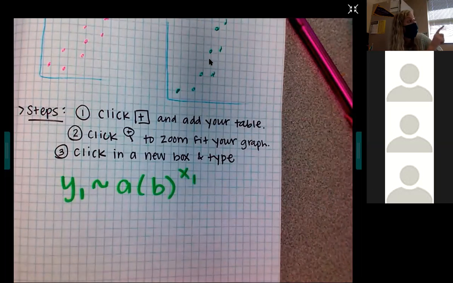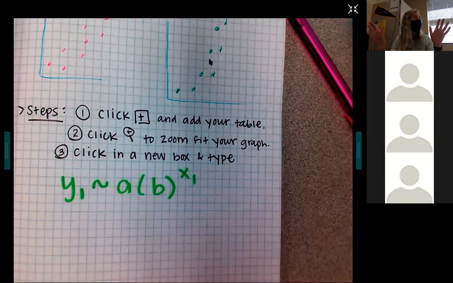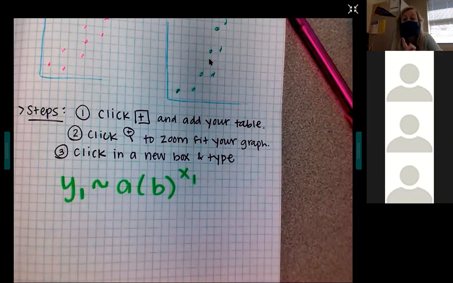When you get to math 3, you will add more than one table, and you'll start comparing them at the same time. So in math 3, one of your equations, you'll use Y1 and X1, and then in the other one, you'll use, what do you think? Y2 and X2, because it's the second equation. Does that make sense? So you're going to use Y1 and X1 still.